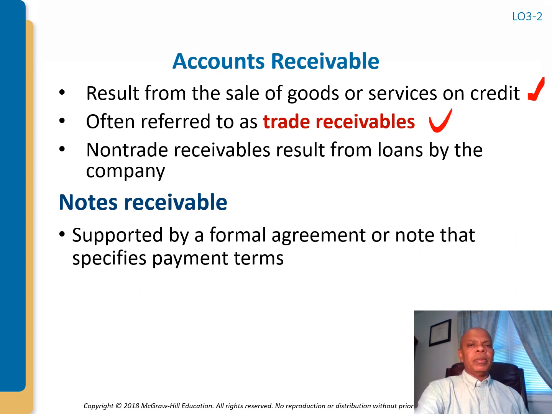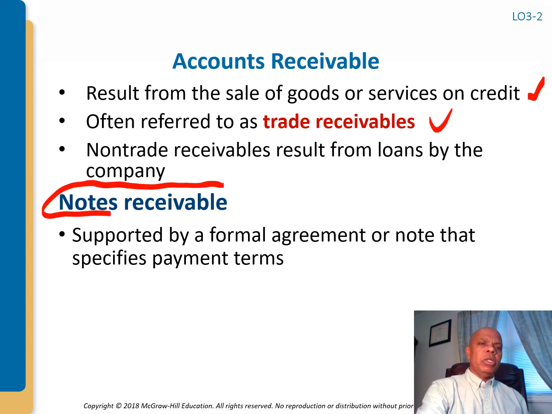Non-trade receivable results from loans by the company, called what? It's a note receivable. You lend money to somebody, that becomes a notes receivable, not accounts receivable. Different terms are used for different things. It's supported by a formal agreement or note that specifies payment terms, and you're going to collect interest on that note. But accounts receivable, there's no interest, but the buyer, the customer, is going to pay at a later time, within a month, within 2 months, or whatever it is.